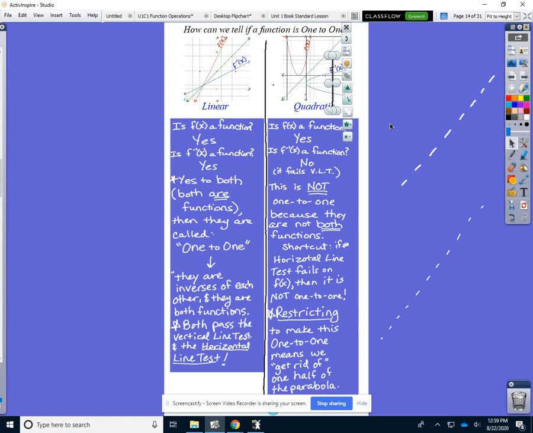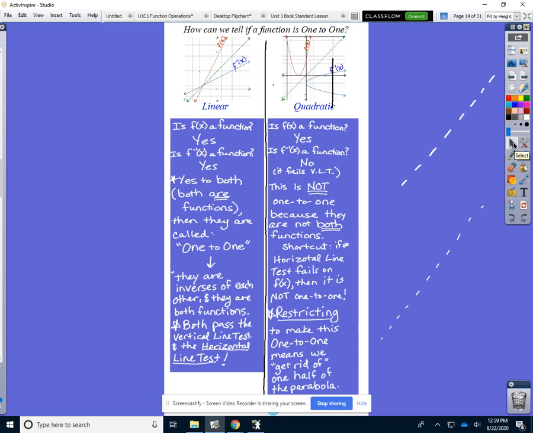Restricting means that if a pair of equations, one being a function, is not one-to-one, then they're not both functions. So one of them is a function and one is not. Restricting is the way that we can make this one-to-one.